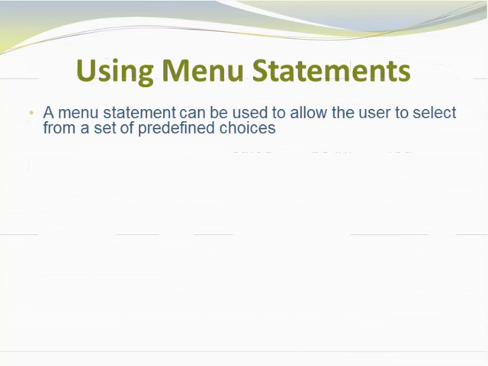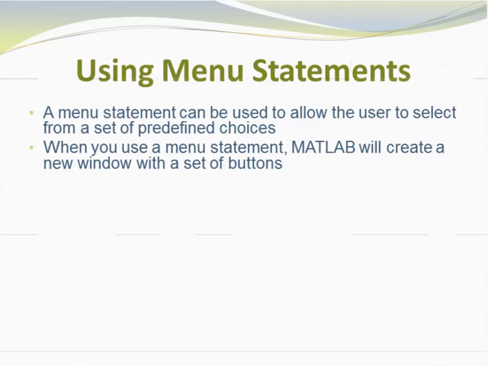The third option we have for getting input values into our program, at least the ones that we're going to be talking about in this video, is the menu statement. Like I mentioned before, the menu statement brings up a separate window with a set of predefined choices and allows the user to select from one of those choices that are specified. It's going to create a new window, and those choices are going to be made available to the user through a set of buttons.